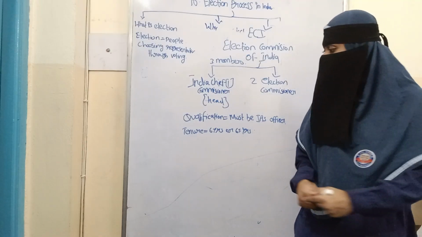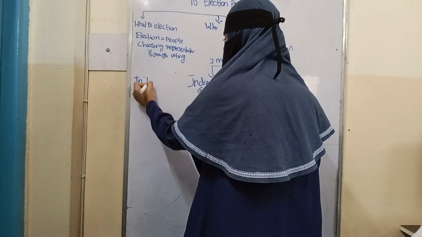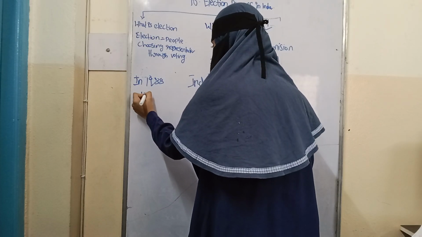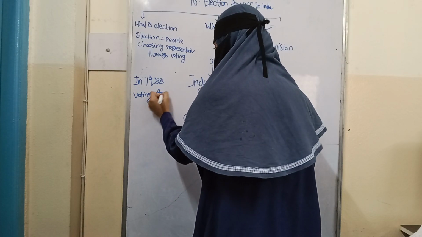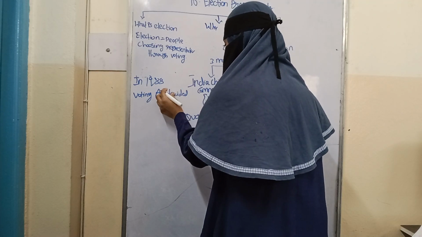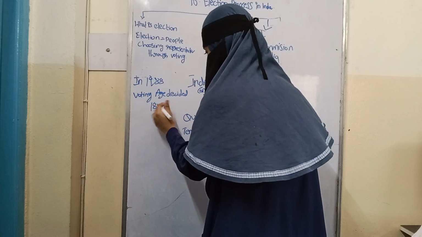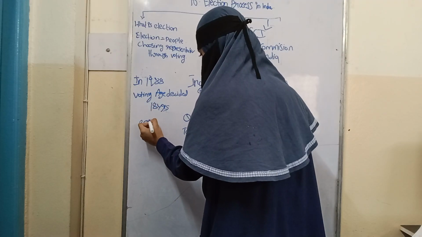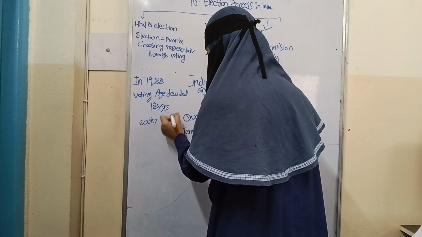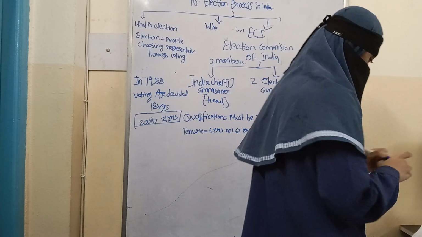In 1988, the voting age was decided and it was 18 years. Earlier it was 21 years.